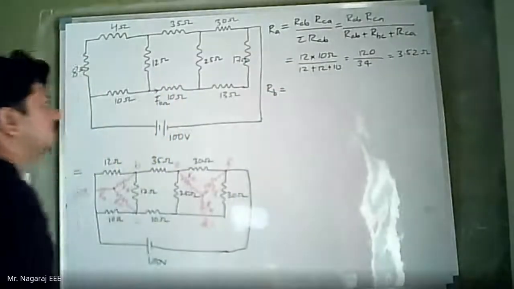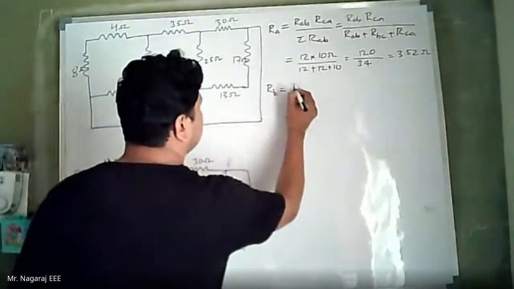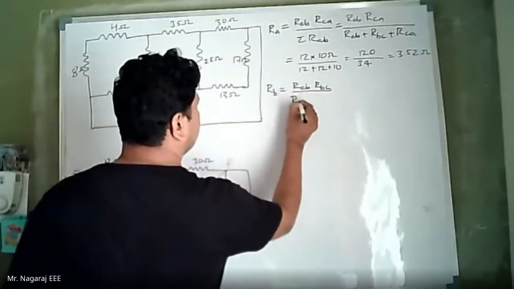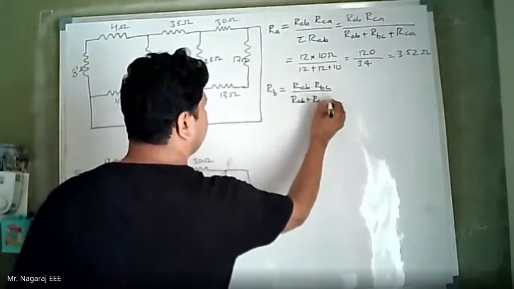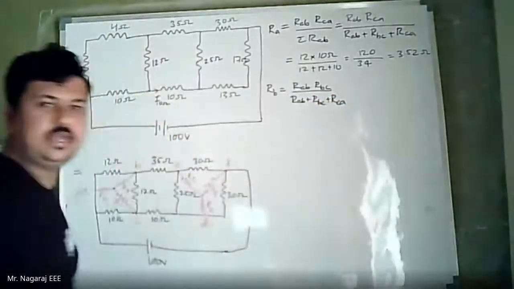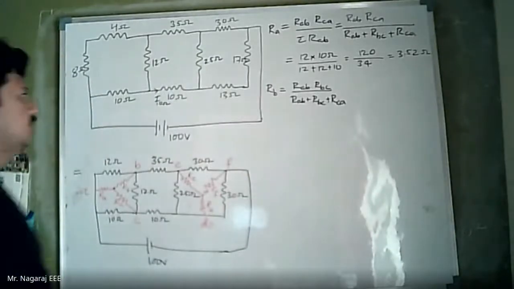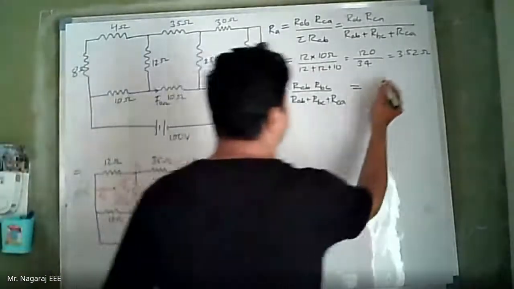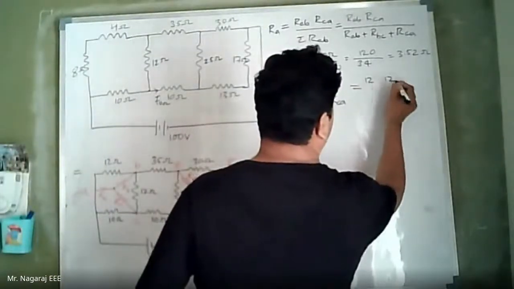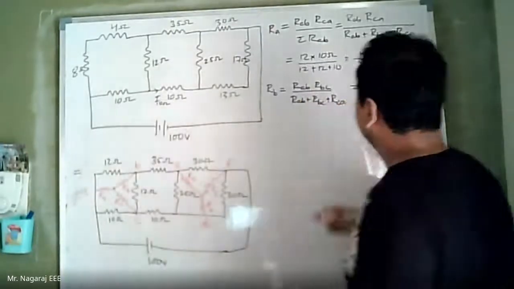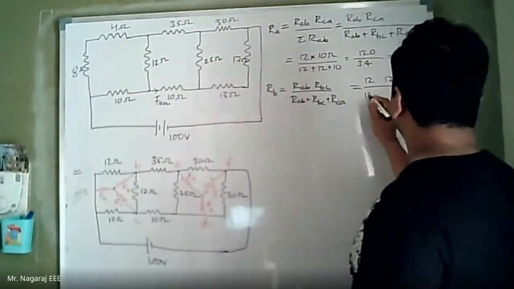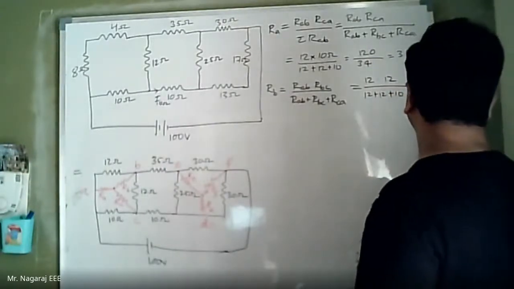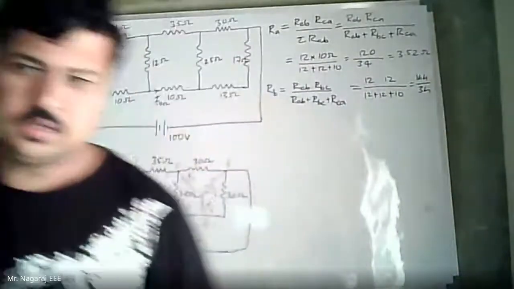Similarly, RB is RAB into RBC divided by RAB plus RBC plus RCA. Substitute the values. RAB is 12 ohms, RBC is also 12 ohms, divided by 12 plus 12 plus 10. So this is 144 divided by 34.